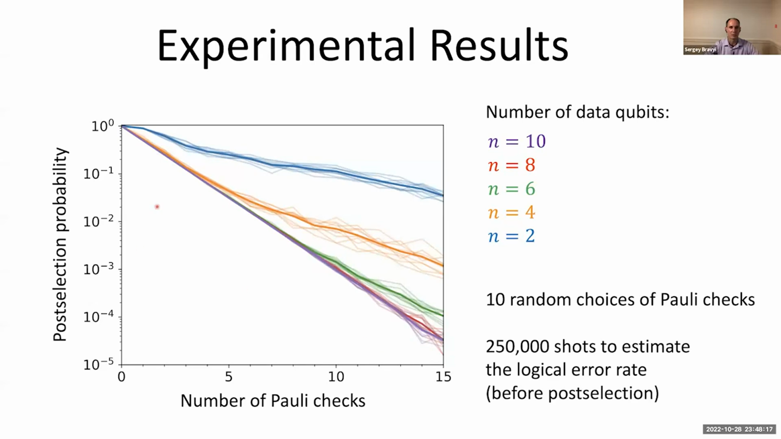And here I show the post-selection probability for the same experiment. And here it is slightly worse because we have to compile this random permutation of qubits into CNOT gates on nearest neighbor qubits. So the number of CNOTs is quite large.